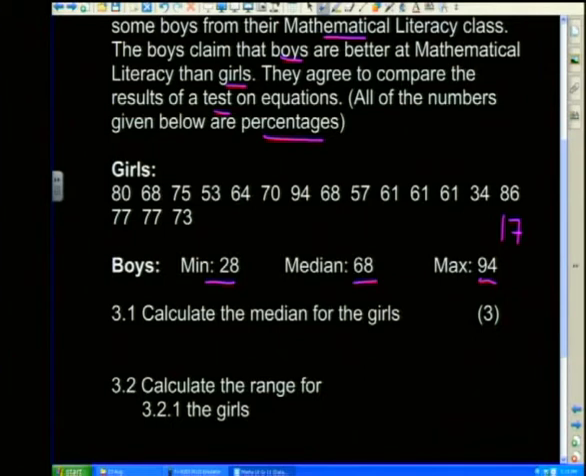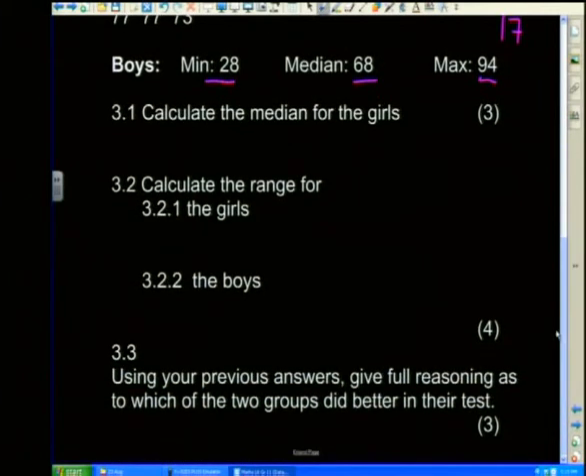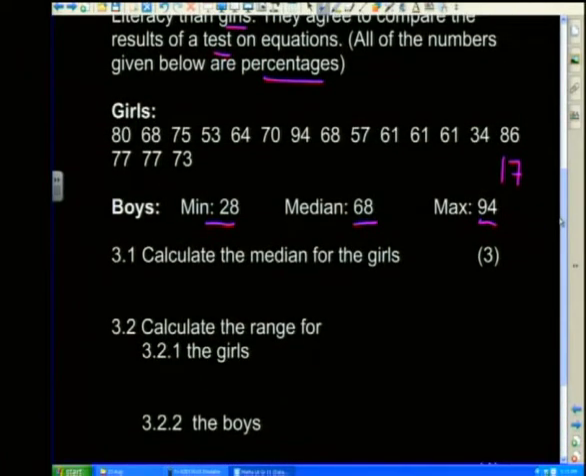So the first question says calculate the median for the girls. Now I need to find some space to calculate the median. Let's do it here. Right, we need to put these into order. That's the first thing we're going to do.